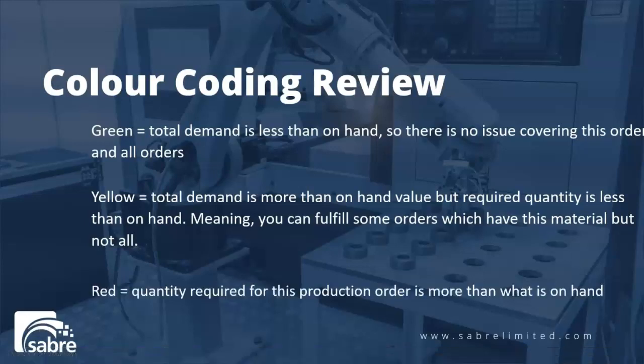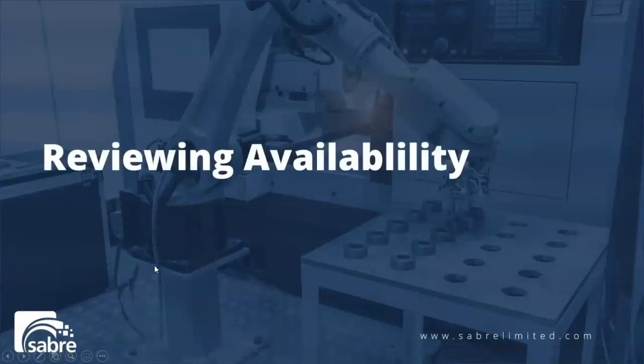Lastly, what we have here is red. As you can imagine, red looks at the production order remaining quantity. It looks at your on hand, and you do not have enough on hand to cover that specific order. So now what we're going to do is we'll jump into Business Central and we'll review the availability so that we're able to see how this color coding affects our available to produce page.